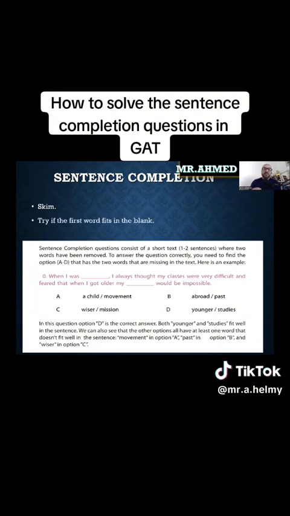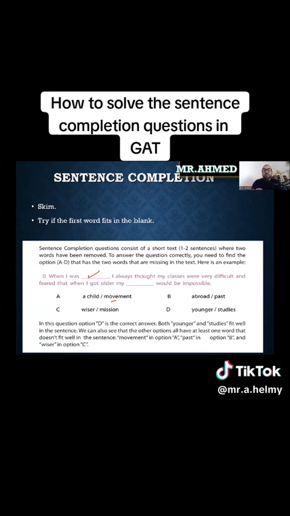The second thing is to try to see if the first word fits in the blank. So you don't have to take, for example, option A, take the first word and then the second word. No, you don't need to do this. First, you take the first space and see if the first word in each option fits in the first space. So I can say, when I was a child, correct. When I was abroad, correct. When I was wiser, like you're basically saying that yesterday I was wise and today I'm stupid. Once wise is always wise.